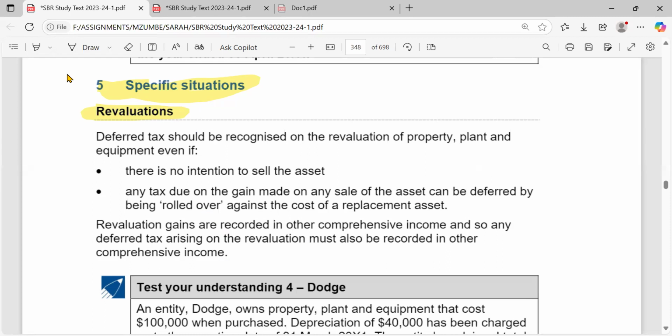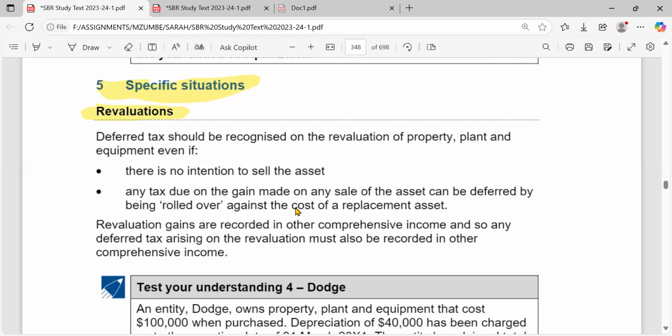Yes. So that's what you should do. We say deferred tax should be recognized on revaluation of PPE even if there is no intention to sell the asset, right? But any tax due on the gain made on any sale of the asset can be deferred by being rolled over against the cost of a replacement asset. That one could be done, right?